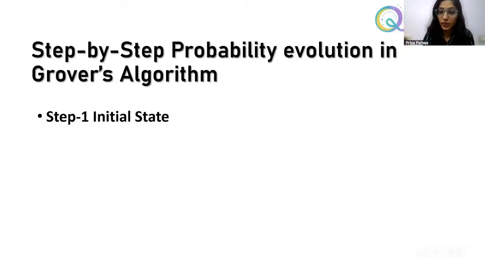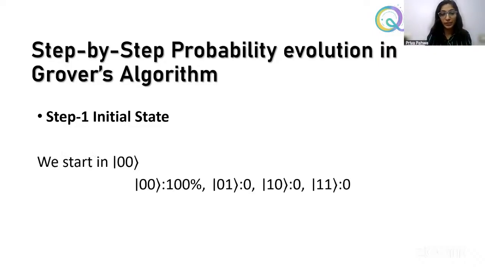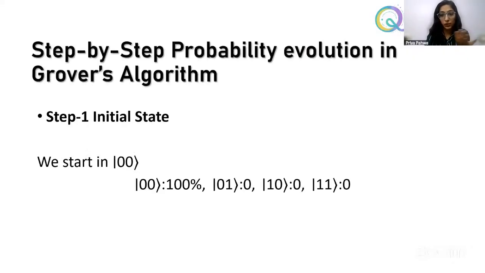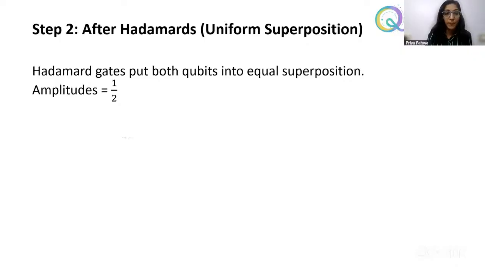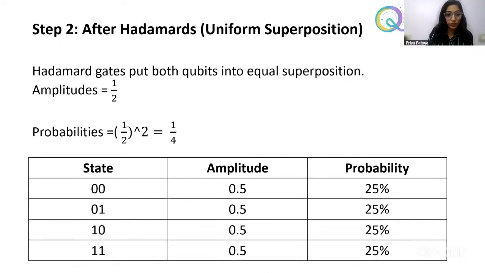Okay. So first is the initial state. The initial state is always 0, 0 for simplicity. So obviously the probability for 0, 0 is 100%, right? Next is after Hadamards. Again, uniform, I've seen in Simon's as well. And the probability will become 1 by 4. So hence the table is there.